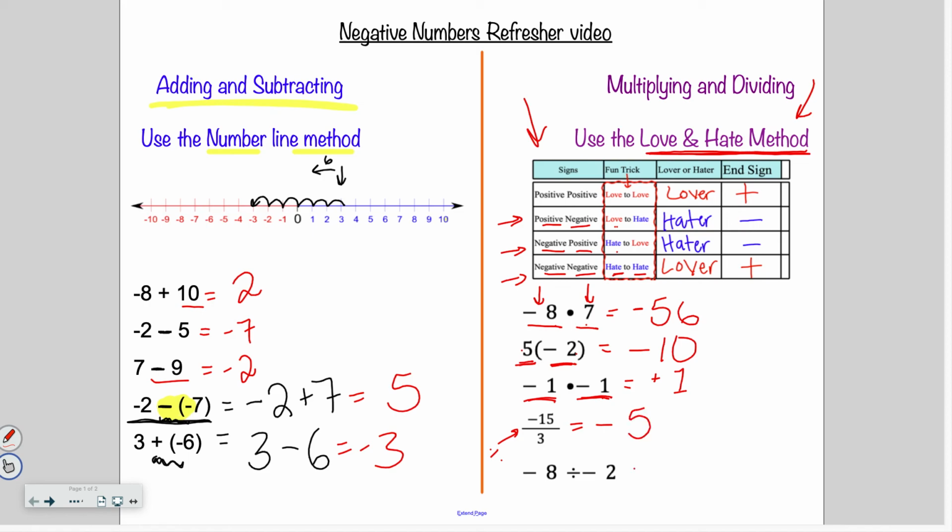Okay. And then negative 8 divided by negative 2. Well, where are you here? You're a hate to hate. If you hate to hate, you're a lover. And 8 divided by 2 is 4. Okay, so that is your little refresher on negative numbers.